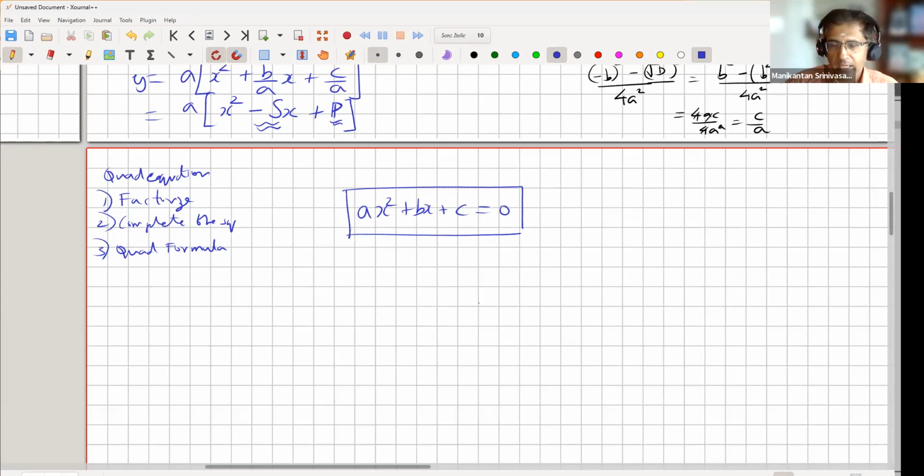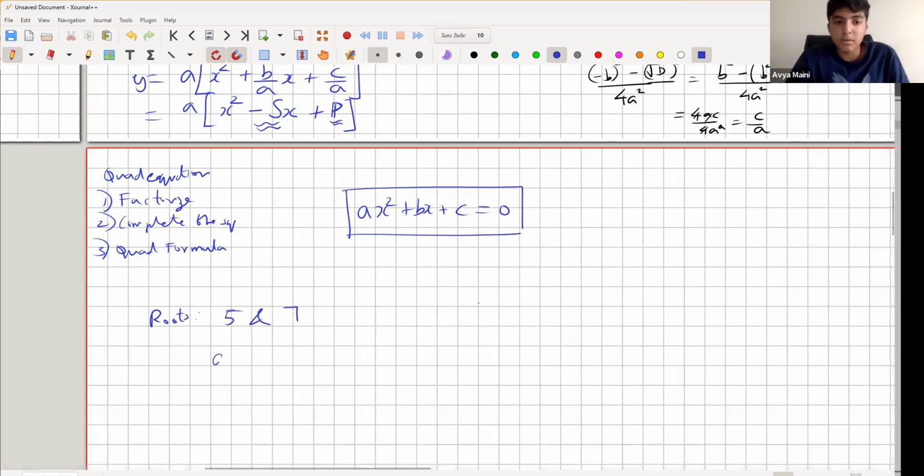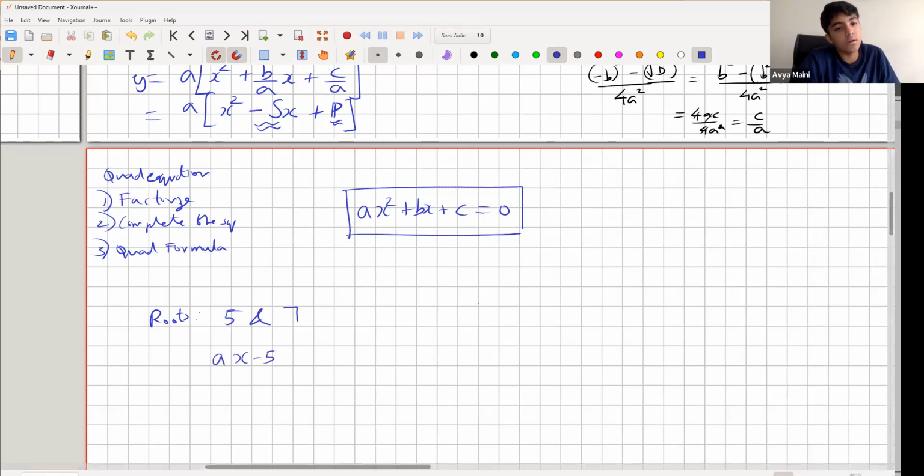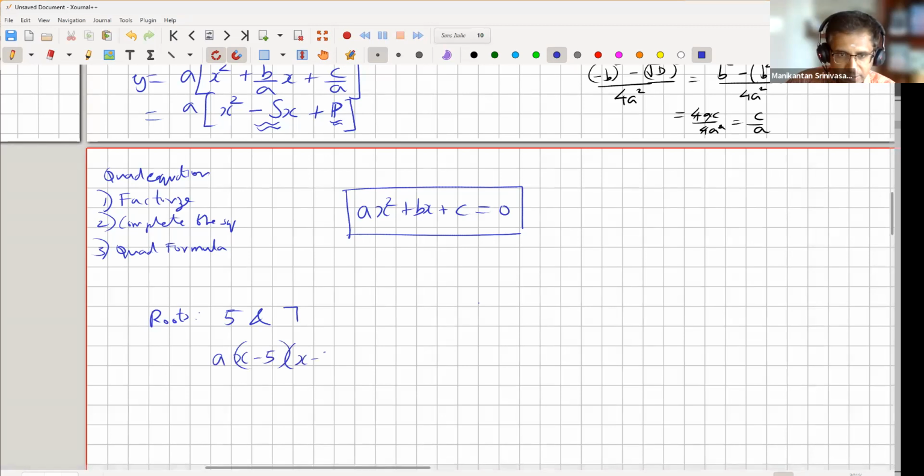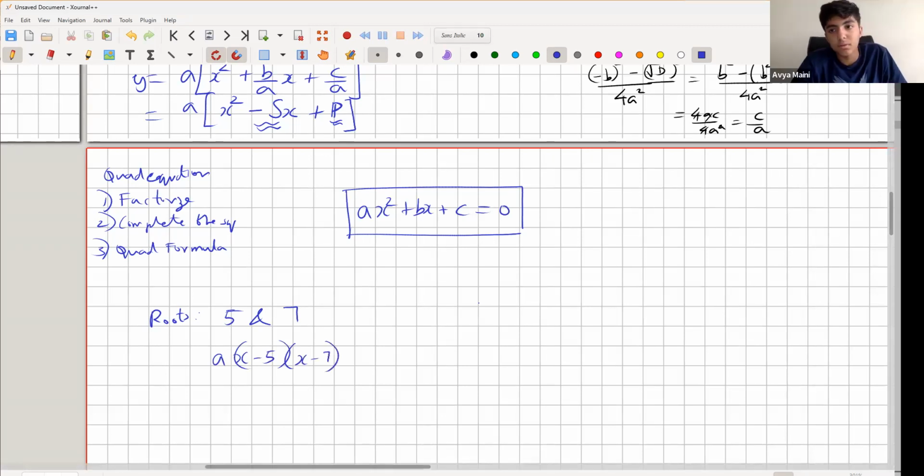For example, can you tell me what is the quadratic equation whose roots are, I'll give you the roots. The roots are 5 and 7. Avya, can you tell me the quadratic equation whose roots are 5 and 7? So we need to find it in the form of, first we can write a into x minus 5 into x minus 7. Correct. That's right. Equal to 0.